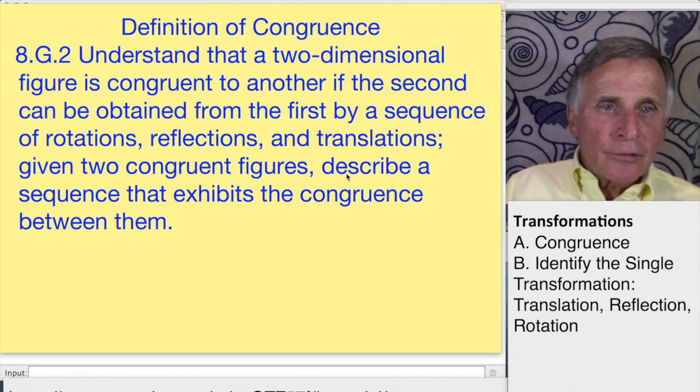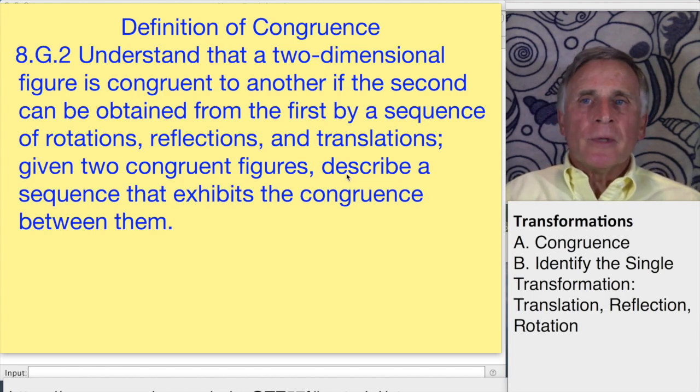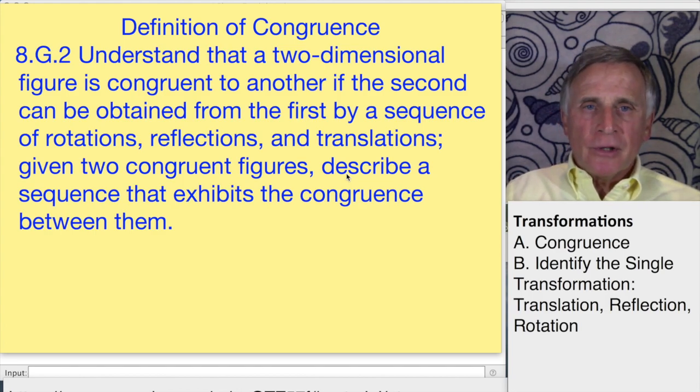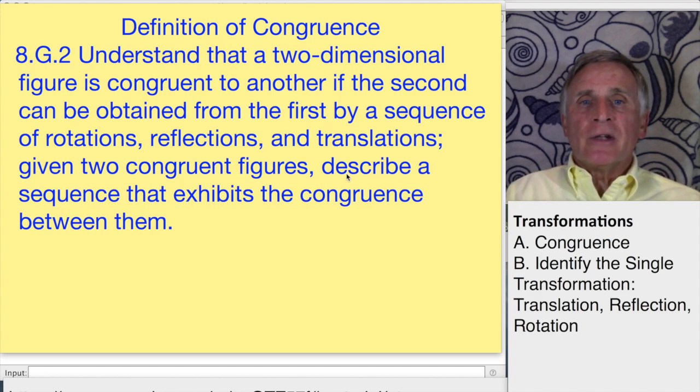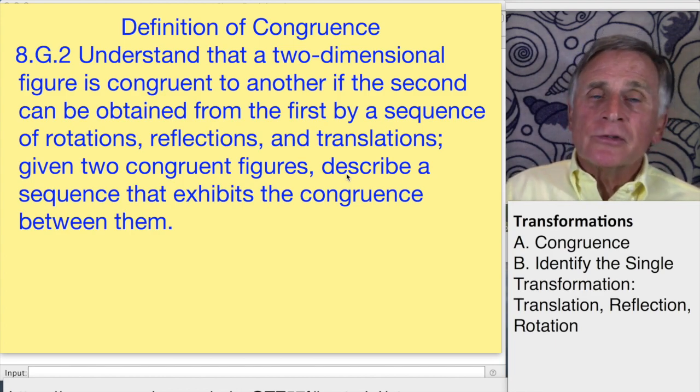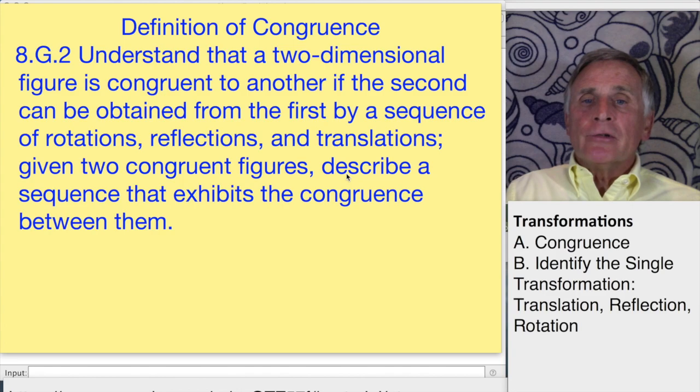We're looking at congruence now, and we've been working with transformations. The definition of congruence is that a two-dimensional figure is congruent to another two-dimensional figure if the second figure can be obtained from the first by a sequence of rotations, reflections, and translations. Given two congruent figures, describe a sequence that will exhibit the congruence between them.